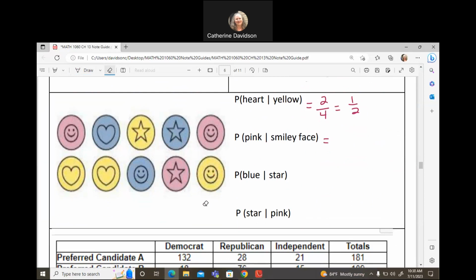The probability it's pink given it's a smiley face. So on the top, you're going to have pink smiley faces. And on the bottom, you're going to have all your smiley faces. So that's 4.